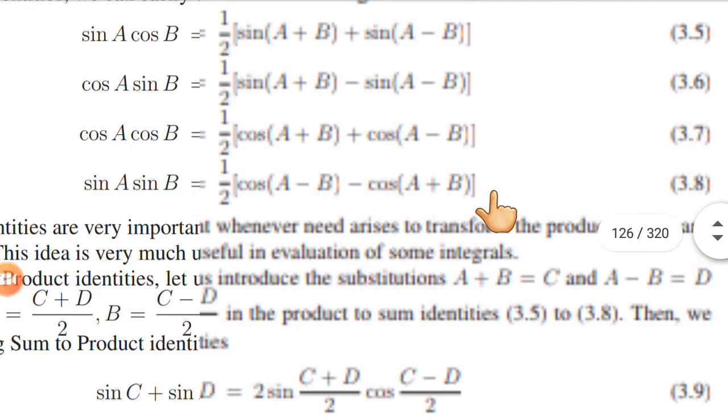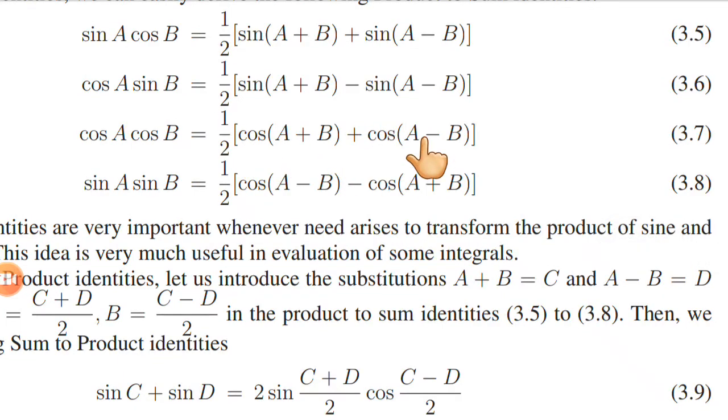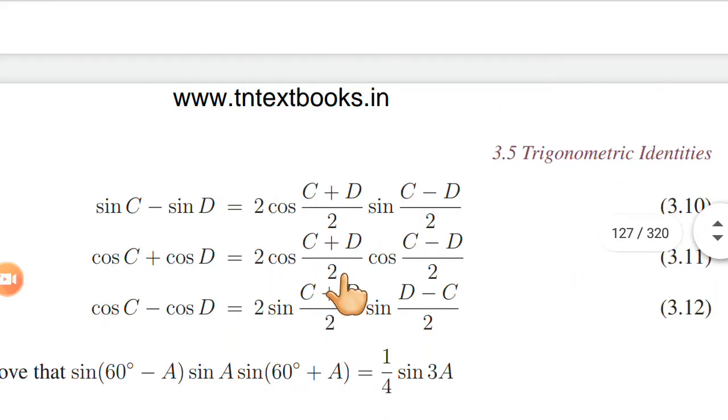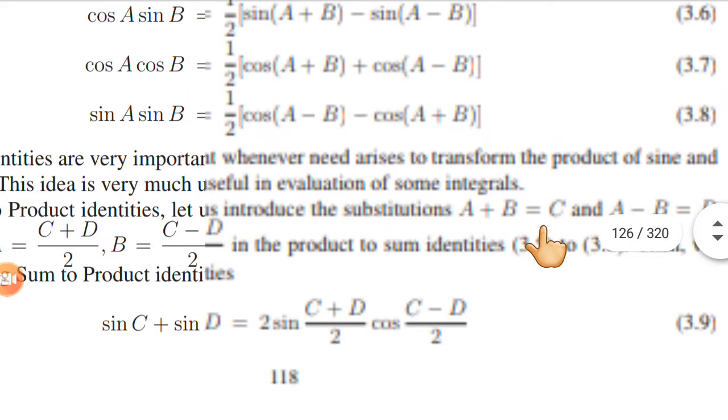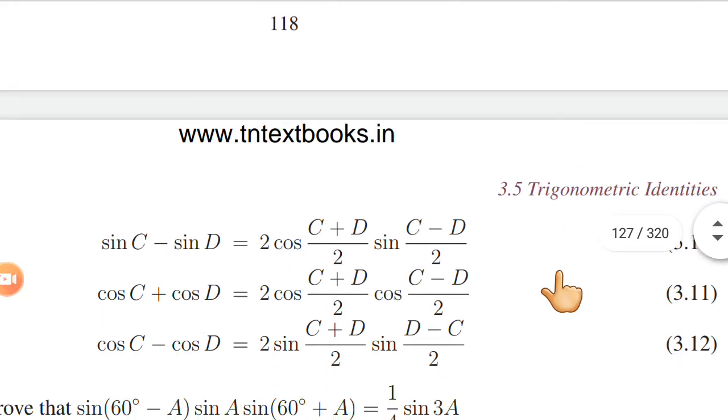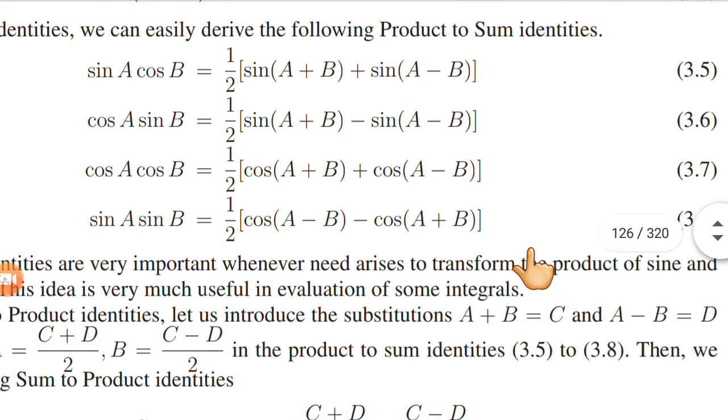So, எங்க இருந்து obtain பண்ணது? Cos c plus cos d. 2 இங்க multiply பண்ணிடுங்க. 2 cos c plus d by 2 cos c minus d by 2. Next, cos c minus cos d. So, இங்க எப்படி எழுதியிருக்காங்க பாருங்க, cos c minus cos d, which is cos c minus cos d.